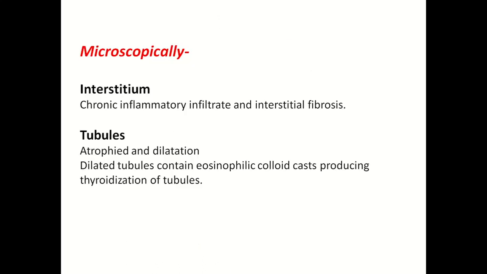Microscopically, there are mainly two portions: first the interstitium and then the tubules. In the interstitium, you will find chronic inflammatory infiltrate and interstitial fibrosis, because repeated inflammation may convert acute infection into chronic, and repeated infections can cause scarring or fibrosis, right? The tubules are atrophied and dilated. The dilated tubules often contain eosinophilic colloid casts, producing thyroidization of the tubules.